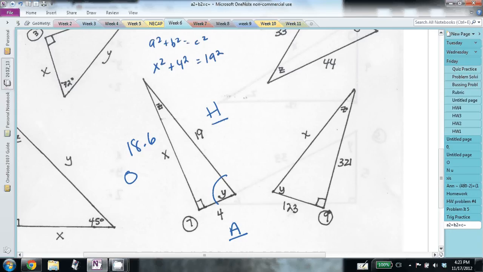Adjacent and hypotenuse are the cosine ratio. So the cosine of y is equal to the adjacent side, which is 4, over the hypotenuse, which is 19. And to find out what y is, I have to do the inverse cosine of 4 divided by 19. You'll pop that into your calculator and you'll get an answer.